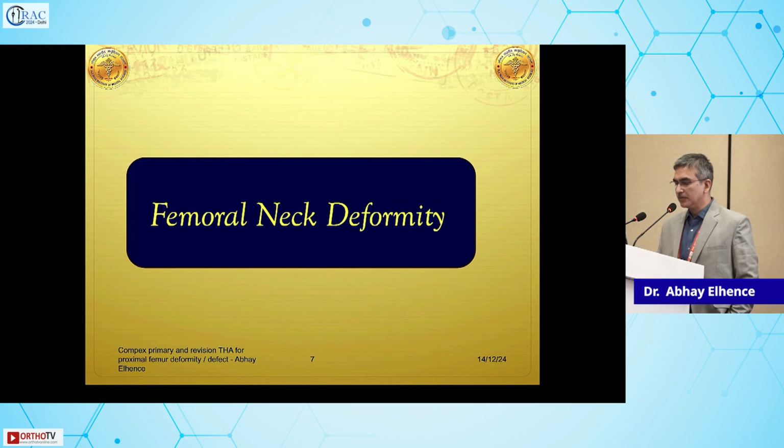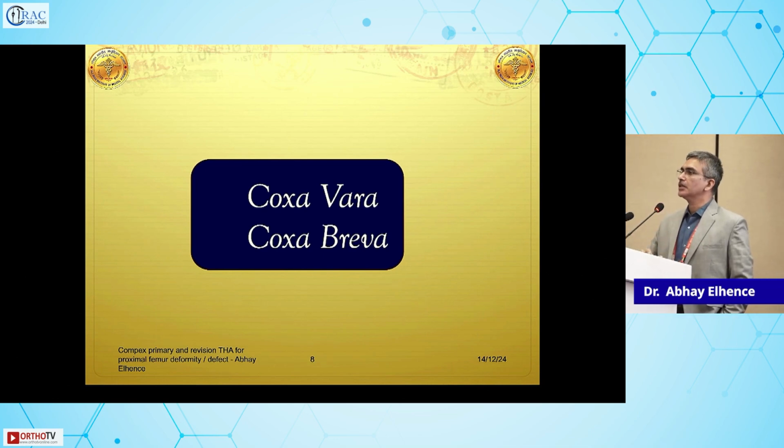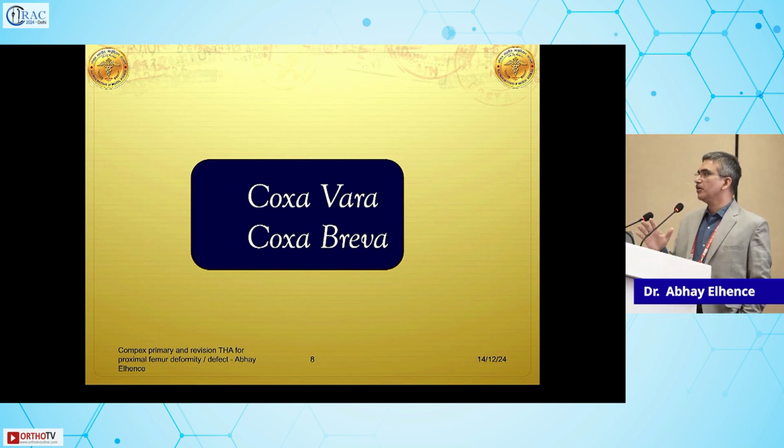Another situation, femur neck deformities, right? Coxa vara and coxa breva. The neck is shortened, the neck has gone into varus, the neck shaft angle has gone bad. So another important message is, however simple your hip may look, always look at the neck shaft angle also.